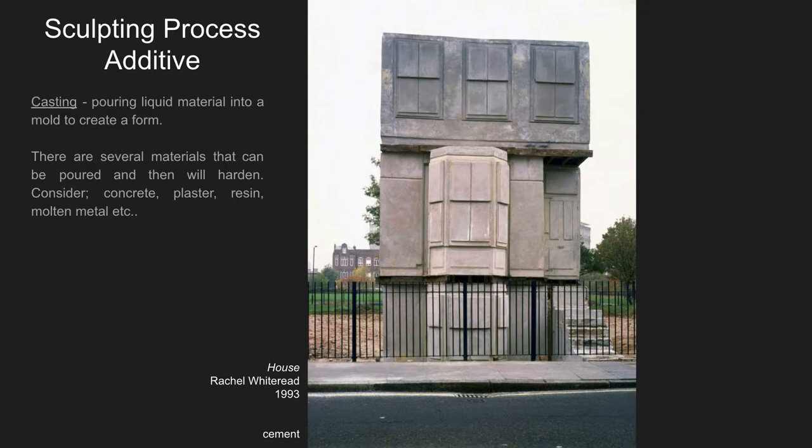Okay, another additive process is casting. Casting: pouring liquid material into a mold to create a form. There are several materials that can be poured and then will harden. Consider concrete, plaster, resins, molten metal, etc. So what are we looking at here?